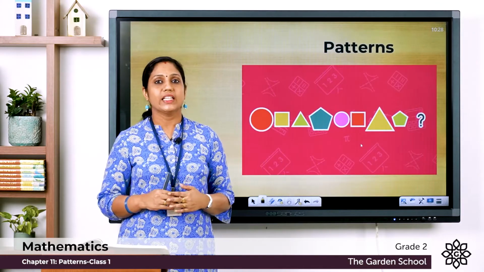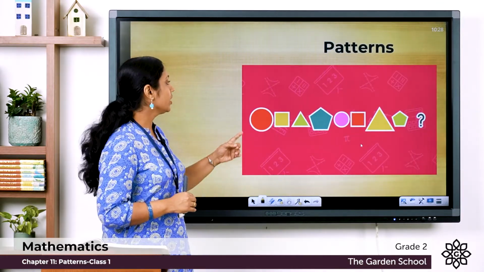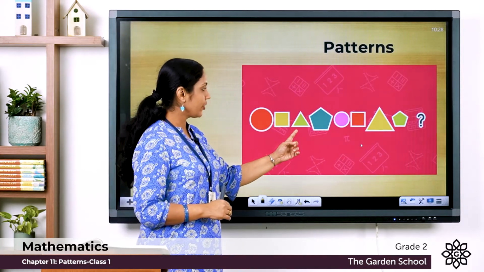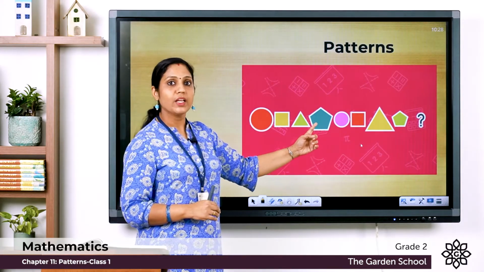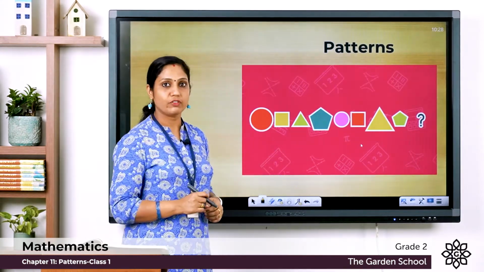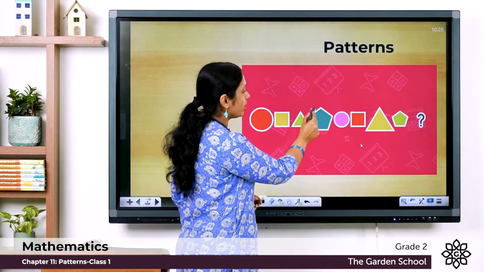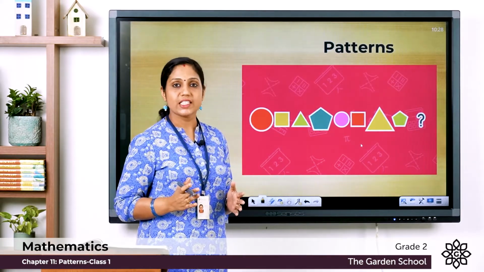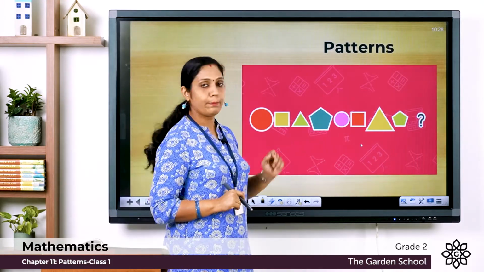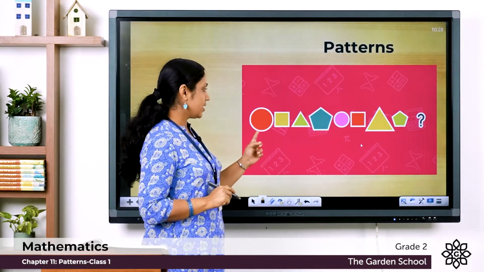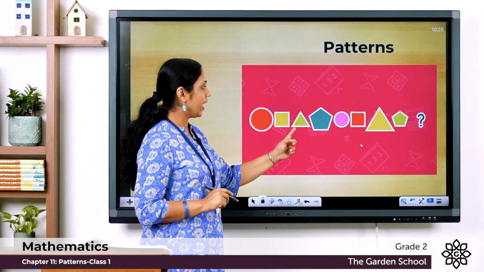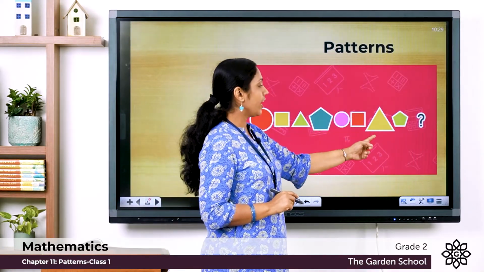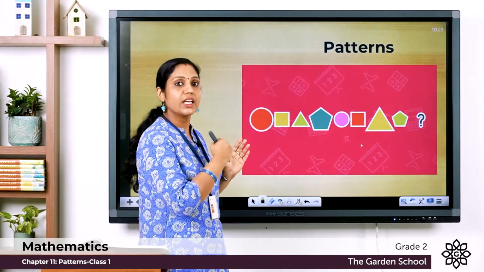Now let's have a look at these shapes. First you can see a circle, then square, triangle, and you know what is this shape? Let's have a look at the sides of the shape. This shape has 1, 2, 3, 4, 5. A shape which has 5 sides is called a pentagon. So this shape is a pentagon. So again let's see circle, square, triangle, pentagon. And again circle, square, triangle, pentagon. So this sequence is repeating.